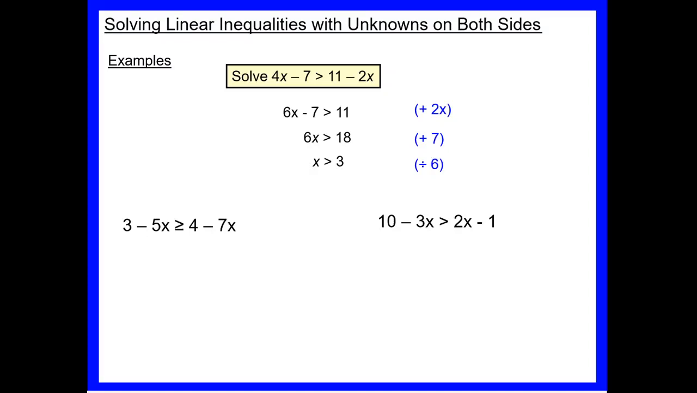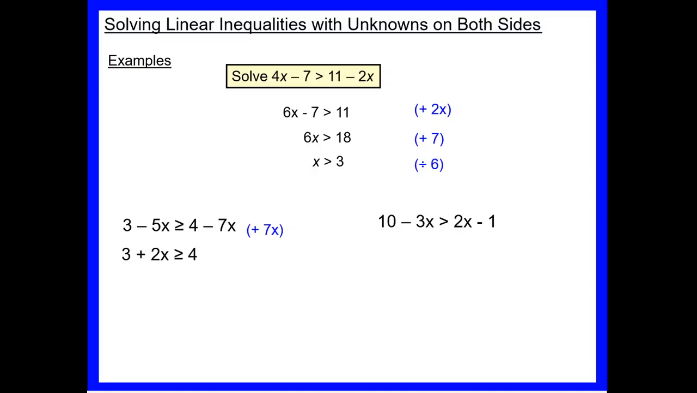A couple more then for us to have a look at. So this time we've got 3 minus 5x is greater than or equal to 4 minus 7x. So remember, we're getting rid of the smallest number of x's. Now minus 7 is smaller than minus 5, so it's the minus 7x we need to deal with first. So to do that, we're going to add 7x to both sides. If I add 7x to both sides, I get 3 plus 2x, so minus 5x plus 7x is plus 2x, is greater than or equal to 4.